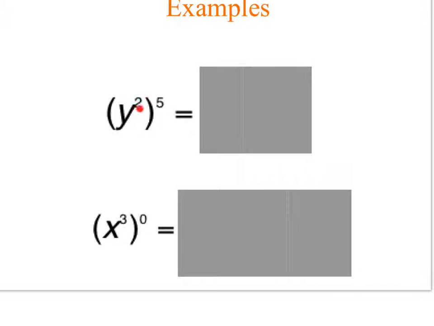We have y squared raised to the 5th power. So I could have written y squared 5 times. y squared times y squared times y squared times y squared times y squared. Or I could just multiply the 2 times the 5 and realize this equals y to the 10th.